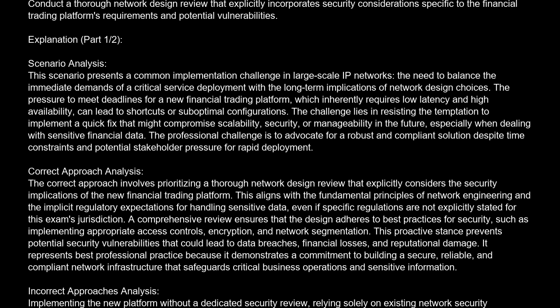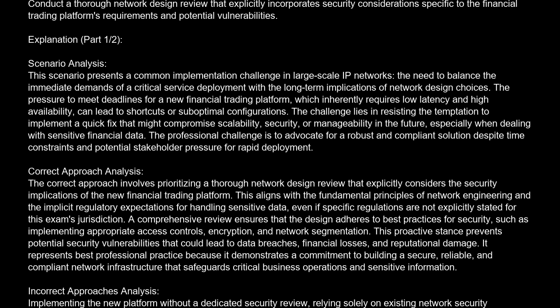The pressure to meet deadlines for a new financial trading platform, which inherently requires low latency and high availability, can lead to shortcuts or suboptimal configurations. The challenge lies in resisting the temptation to implement a quick fix that might compromise scalability, security, or manageability in the future, especially when dealing with sensitive financial data. The professional challenge is to advocate for a robust and compliant solution, despite time constraints and potential stakeholder pressure for rapid deployment. Correct approach analysis.